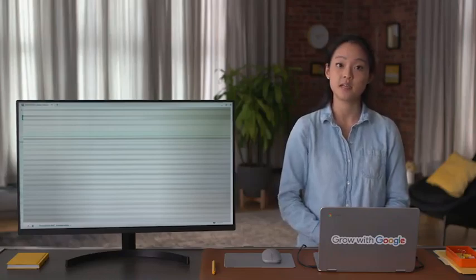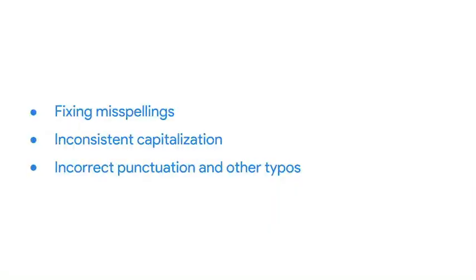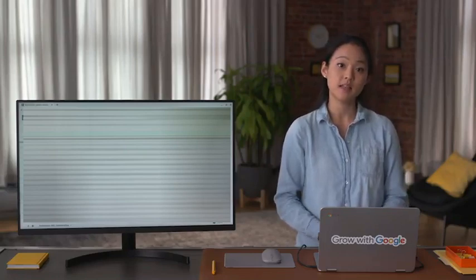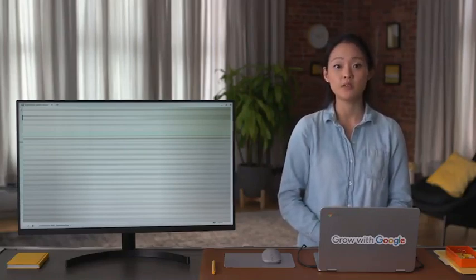The next data cleaning step involves fixing misspellings, inconsistent capitalization, incorrect punctuation, and other typos. These types of errors can lead to some big problems. Let's say you have a database of emails that you use to keep in touch with your customers. If some emails have misspellings, a period in the wrong place, or any other kind of typo, not only do you run the risk of sending an email to the wrong people, you also run the risk of spamming random people. Think about our association membership example again.